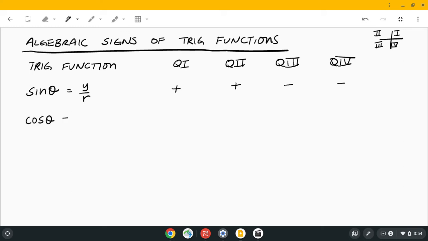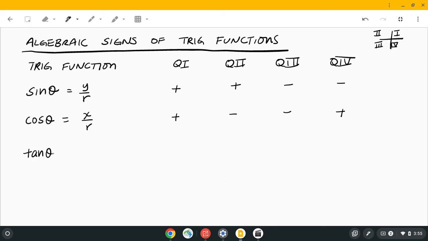When it comes to cosine, theta is x over r. So if we take a look here, the x values are positive, therefore cosine theta will be positive. Over here in quadrant 2, the x values are negative, right? This is the x-axis, and on this side, the x values are negative. So quadrant 2, since the x values are negative, cosine will be negative. Quadrant 3, same thing. X values are negative, so cosine will be negative. And over here, quadrant number 4, the x values are back to being positive, so cosine will be positive.